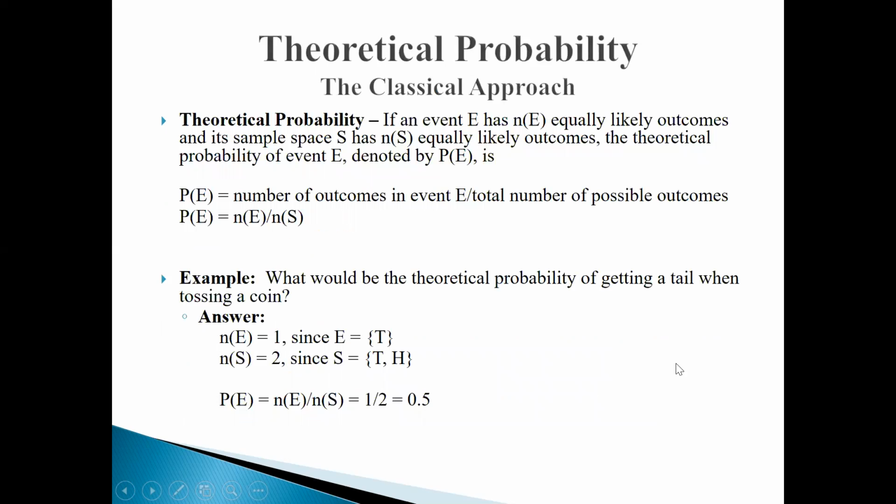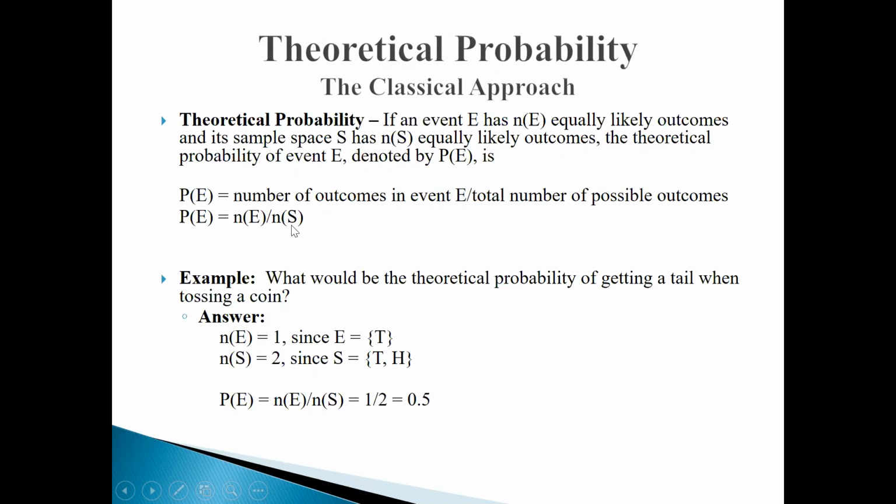Theoretical probability and the classical approach. With theoretical probability, if an event E has N of E equally likely outcomes, and its sample space S has N of S equally likely outcomes, the theoretical probability of event E, denoted by P of E, is the number of outcomes in event E divided by the total number of possible outcomes. That's just N of E divided by N of S if you write it in the numerical way.